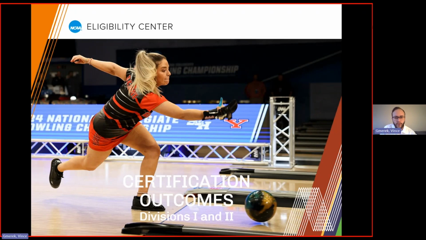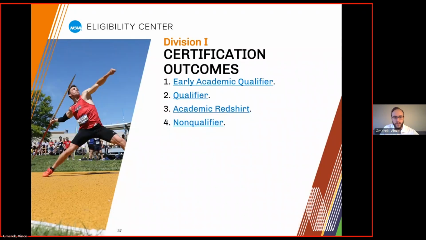So let's just talk about some general certification outcomes for Division I and Division II. Here are the main different certification outcomes. You can be an early academic qualifier. You can be a qualifier. You can be a red shirt, or you can be a non-qualifier. The best two are the ones that say qualifier. So that's always what you're aiming for.